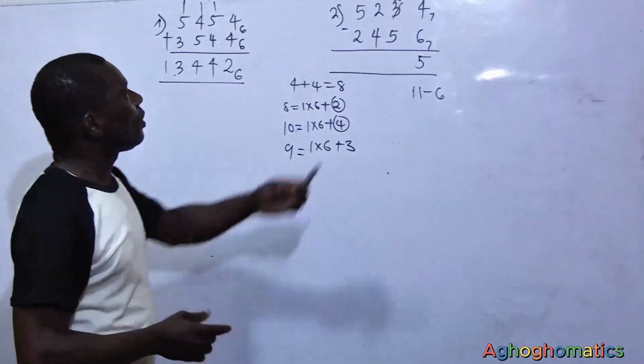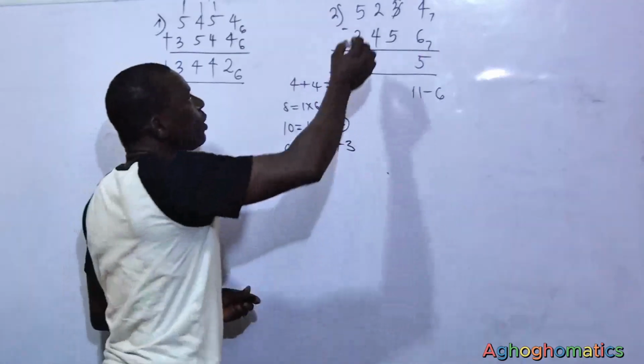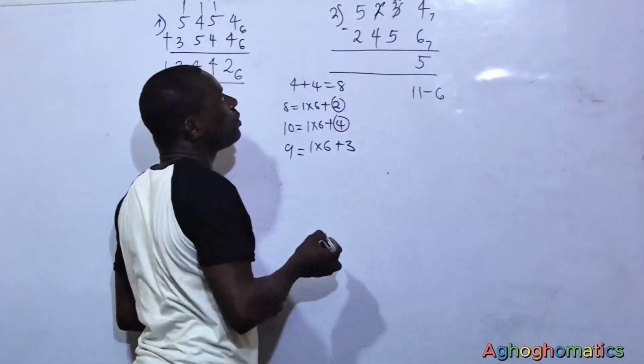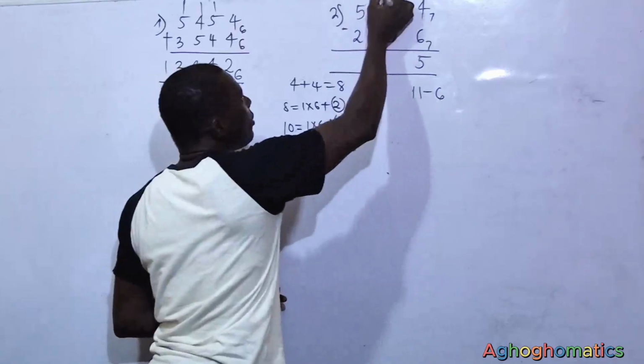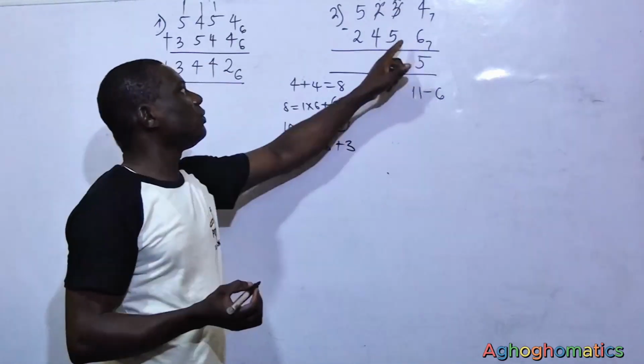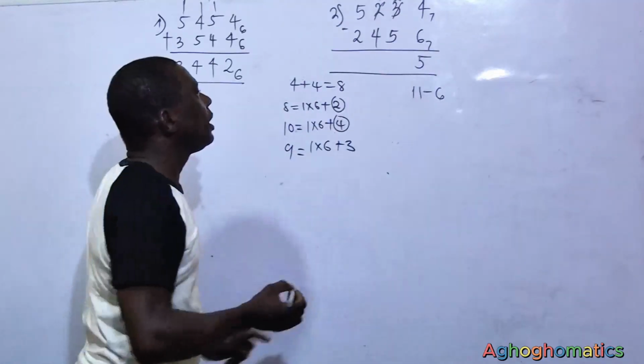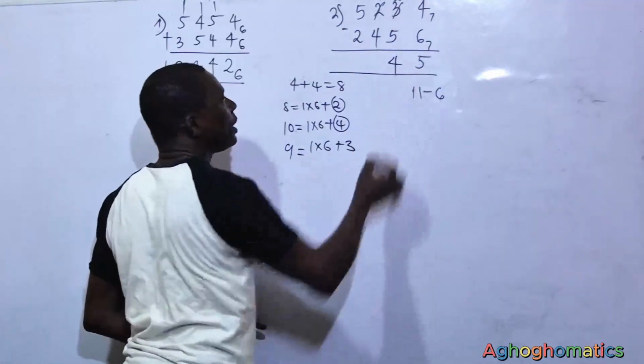So what is left here is 2. 2 minus 5 is not possible. That means we need to borrow from the next digit to the left, and it is reduced to 1, and that one borrowed represents 7. 7 plus 2 is 9. 9 minus 5 is 4. So we put down 4 here.